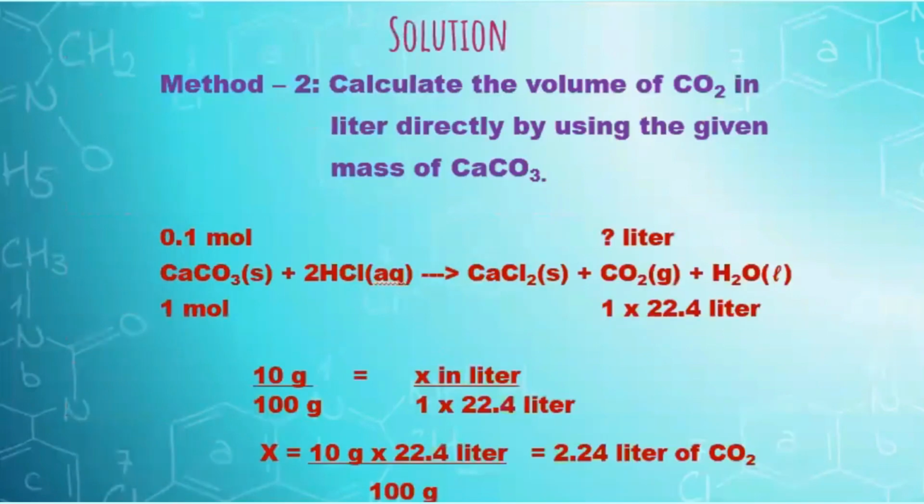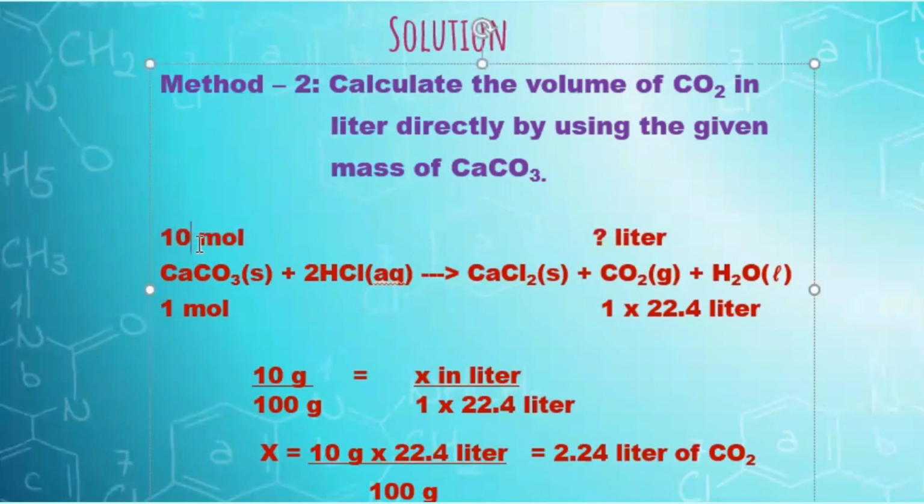The second method: calculate the volume of carbon dioxide in liters directly by using the given mass of calcium carbonate. The given mass of calcium carbonate is 10 grams, and the mass of calcium carbonate from the balanced chemical equation is 100 grams. The volume required is represented by what? The letter X, X in liters. And the volume of carbon dioxide from the balanced chemical equation is 1 times 22.4 liters.